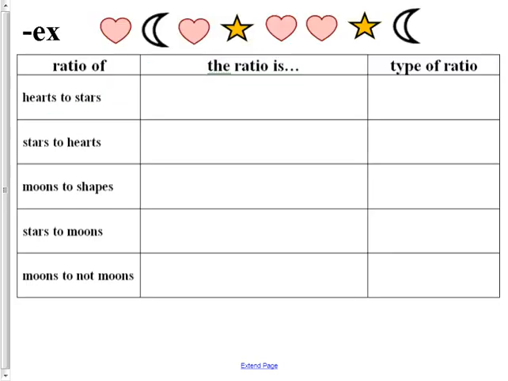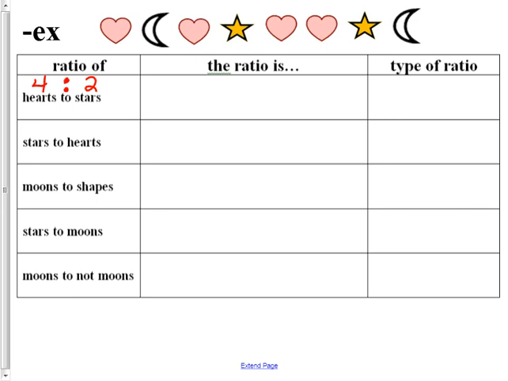So let's take a moment to write some ratios here. If we want to write the ratio of hearts to stars, we have to look at this picture to see how many hearts there are. There are 1, 2, 3, 4 hearts, and how many stars? I see 2 stars. So we would say the ratio of hearts to stars is 4 hearts and 2 stars.